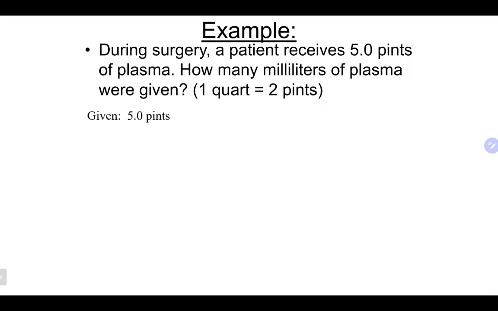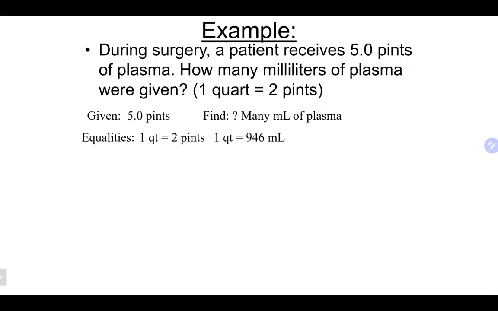All right, during surgery, a patient receives 5 pints of plasma. How many milliliters of plasma were given? Here's some equalities that would be helpful. All right, well, let's take a look. So same idea. We're starting with units of pints and we want to get them into milliliters. So we could look up some equalities.